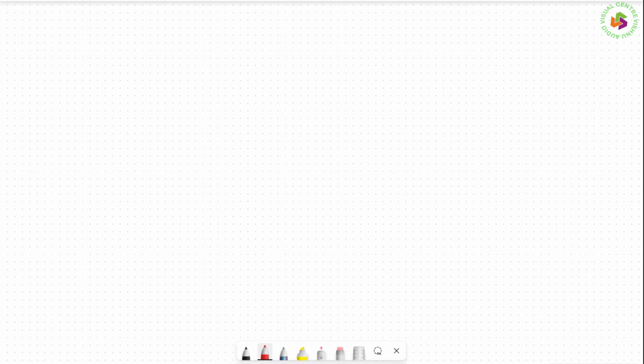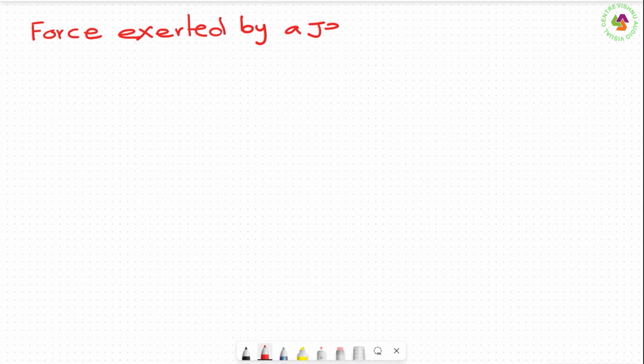So our today's problem, as I mentioned, is only to solve the problems related to a hinged plate. So the question is, what is the force exerted by a jet on a hinged plate? So this is the question.